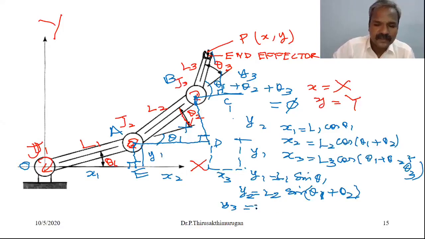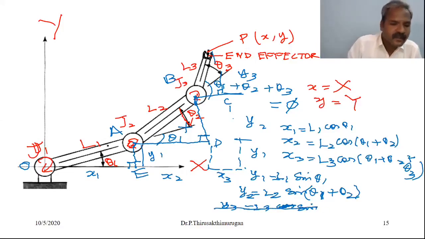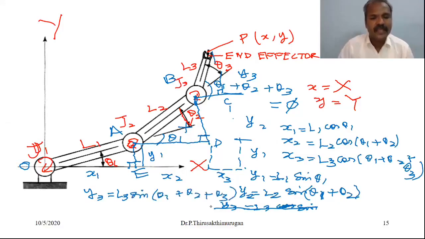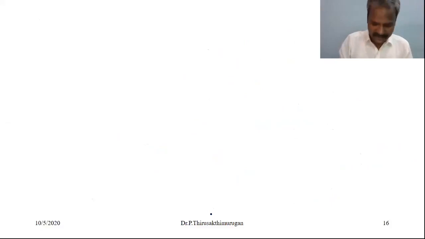y3 is L3, sorry, L3 sine. So y3 equal to L3 sine of theta 1 plus theta 2 plus theta 3. Okay. So now you can easily tell what is x.